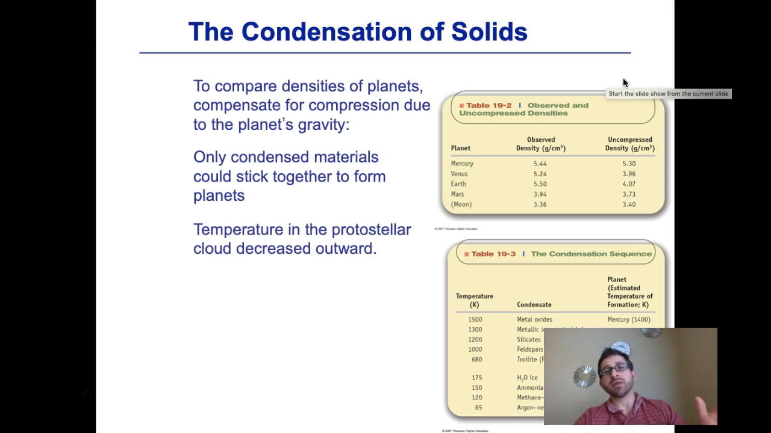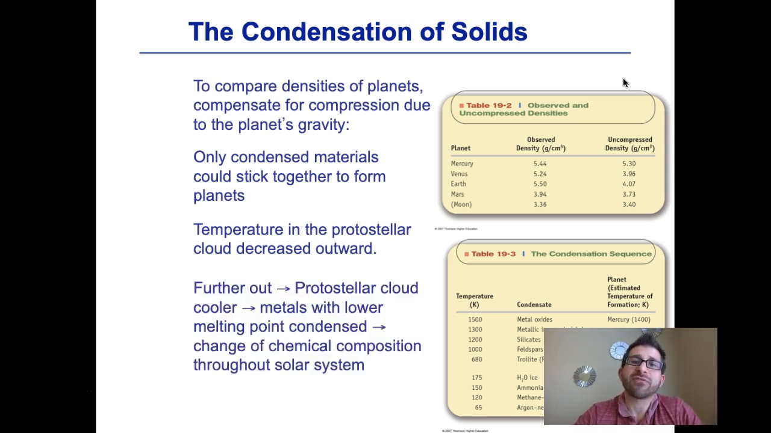So temperature in the protostellar cloud is going to decrease outward. We've got hot in the center, cooling as we go out, and terrestrial bodies, once again, silicates and metals, whereas we've got Jovian planets, which include those more gaseous-like materials. With this important change of chemical composition, we end up with a lot more material to work with because there's a lot more gas than there is metal.